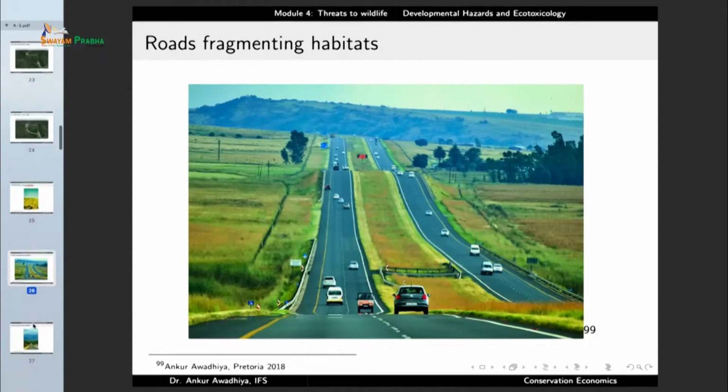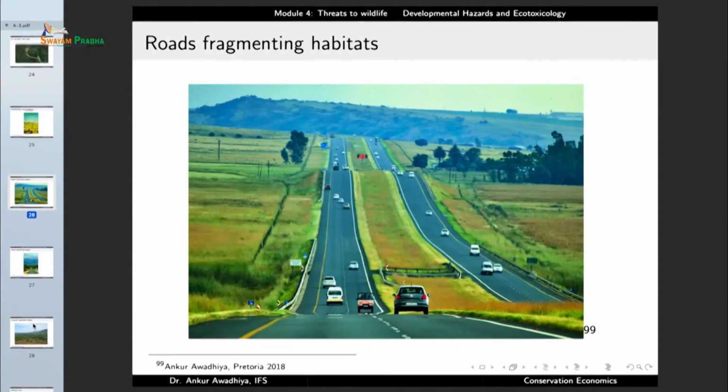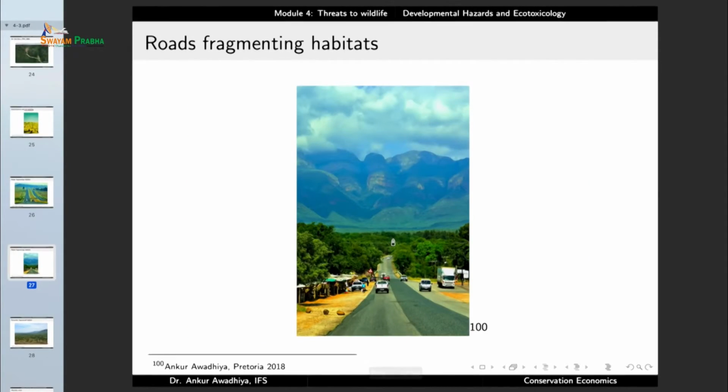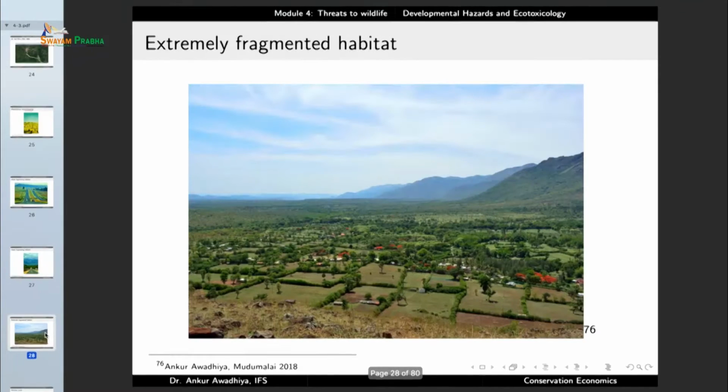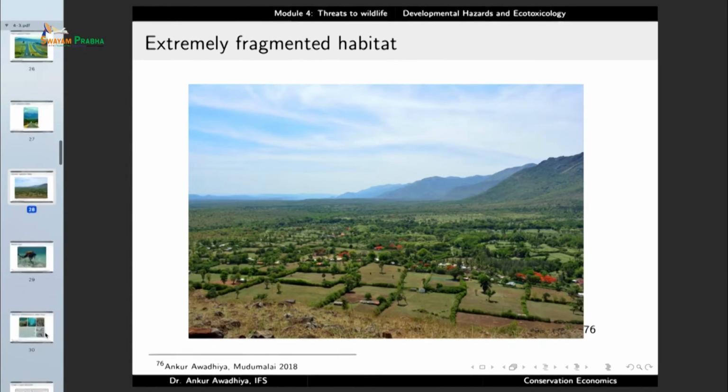We are also observing a large amount of fragmentation of the habitats. So there is this road, you have forest on both sides. If the animals want to cross from here to there, they are unable to do that because there is a road in between. If the animal tries to cross, it may get hit. And this extreme fragmentation of the habitats is also another hazard of unsustainable economic growth.